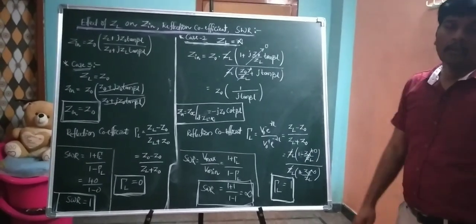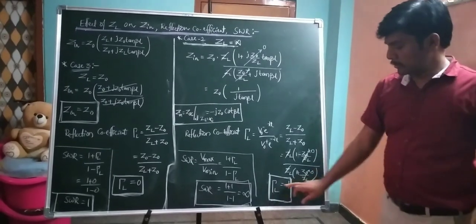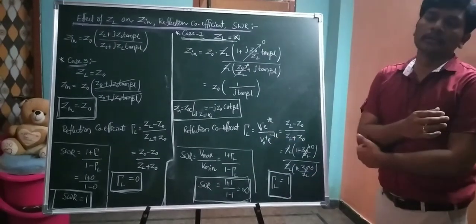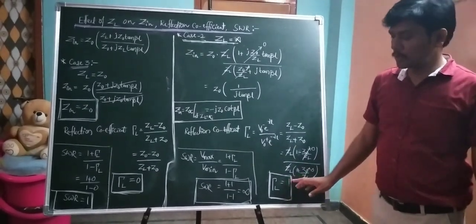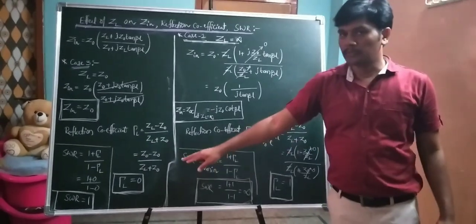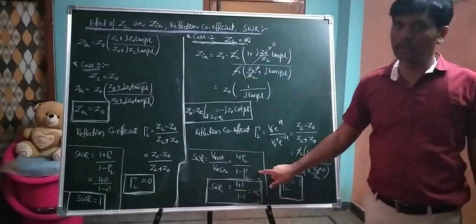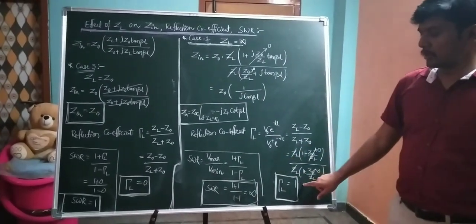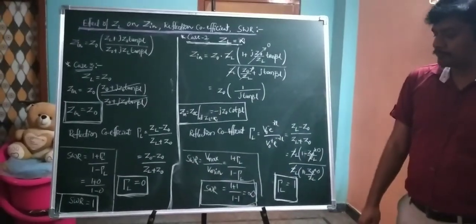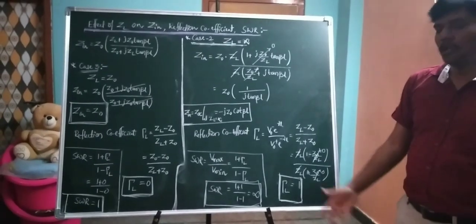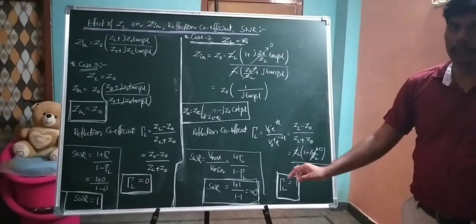Both are considered as a perfect mismatching of the load, right? But both the signals, reflecting signal and incident signal, are in phase, right? We're not having the negative sign. Magnitude equal to 1. So therefore, what is the standing wave ratio? The standing wave ratio equal to 1 plus reflection coefficient divided by 1 minus reflection coefficient. The reflection coefficient equal to 1 here, that is substituted here. The standing wave ratio is equal to 1 plus 1 divided by 1 minus 1. So that is equal to infinity, right?